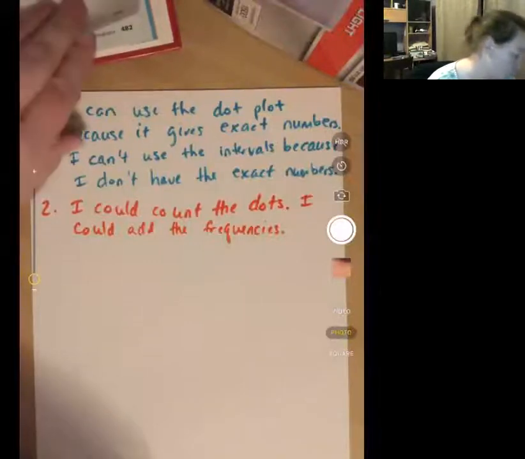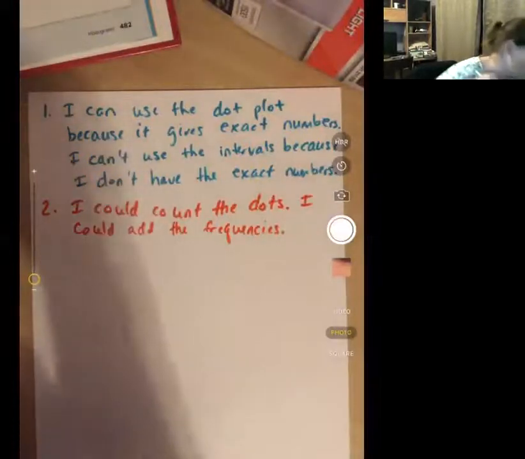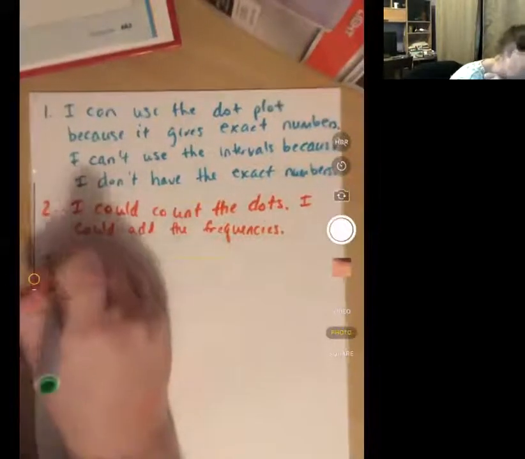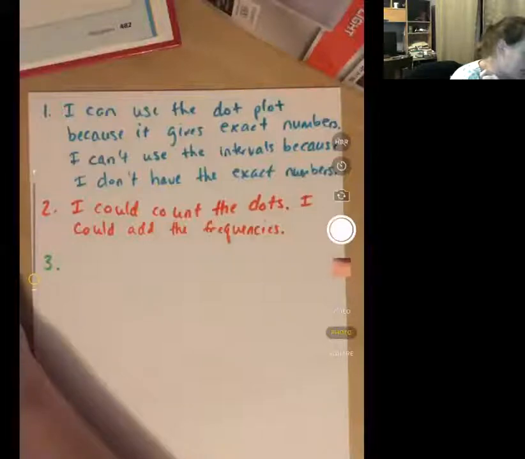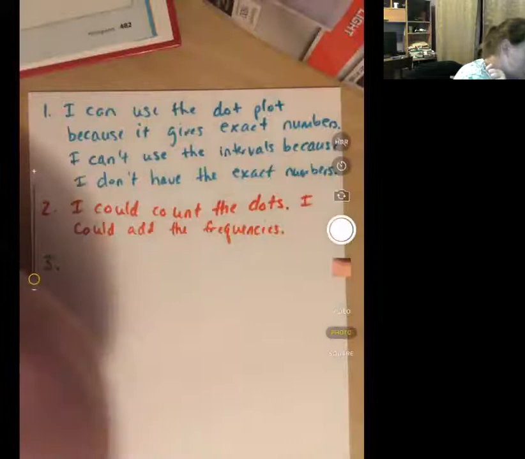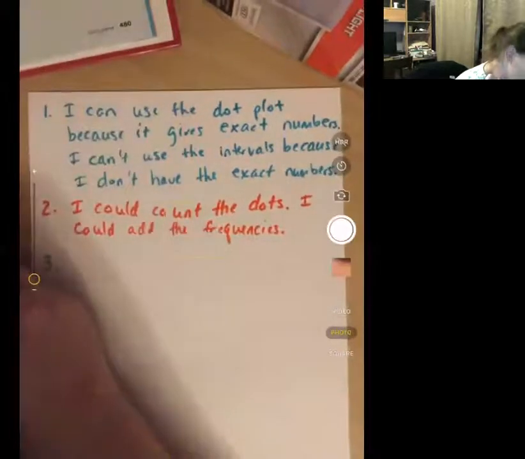I am moving on to page 481. Number three, suppose the bird watcher on the previous page continues his observation for 3 more days and collects these new data values, 5, 18, and 2. How would you change the histogram to include this data? Okay, 5, 18, and 2.